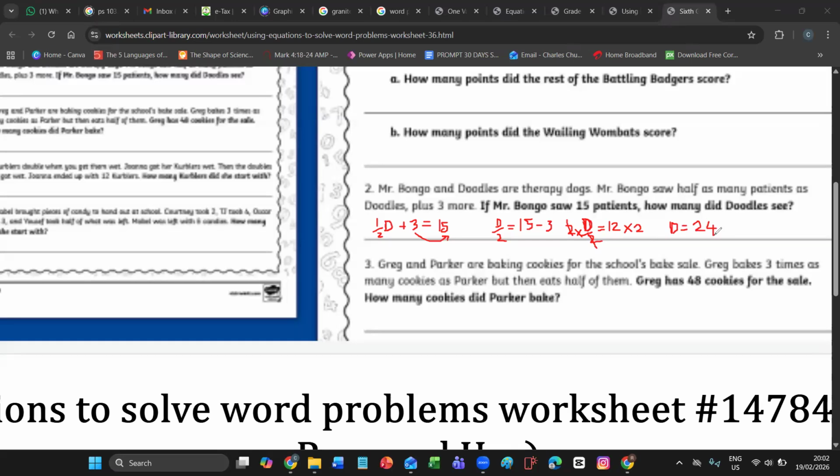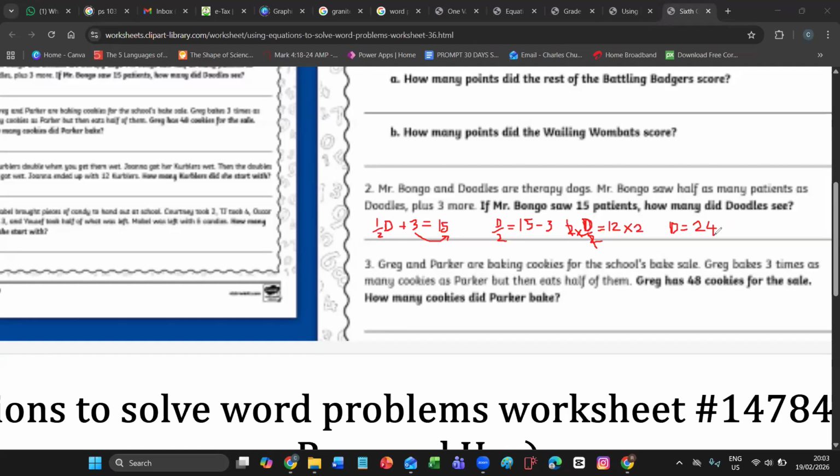This next one says Greg and Parker are baking cookies for the school's bake sale. Okay, so Greg bakes 3 times as many cookies as Parker, but eats half of them. Wow. Hmm. Greg must have been hungry. So what does it say next? Greg now has 48 cookies for the sale. So the question now is, how many cookies did Parker bake?